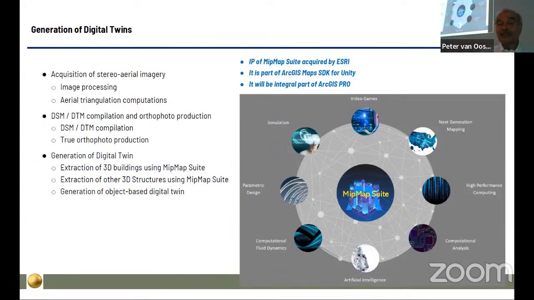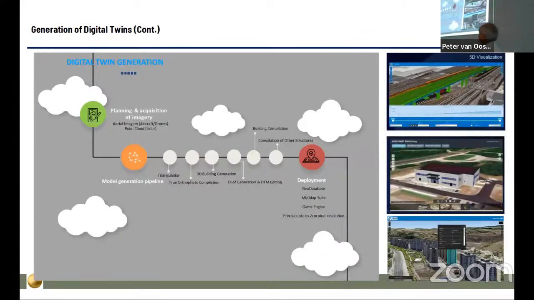So this is the MipMap. And the IP of this MipMap suite was sold to Esri last year. It is part of ArcGIS Maps SDK for Unity at the moment, and also it will be part of ArcGIS Pro. Now, how we do it really, it is simple things from planning all the way through orthophoto, 3D building generation, and all those things. The only advantage being the automation and using a lot of, let's say, machine learning. These are some of the examples we have created.